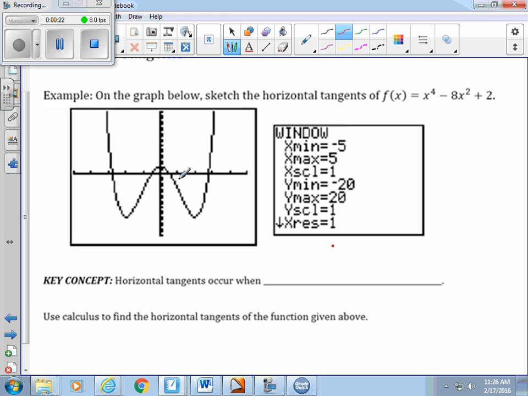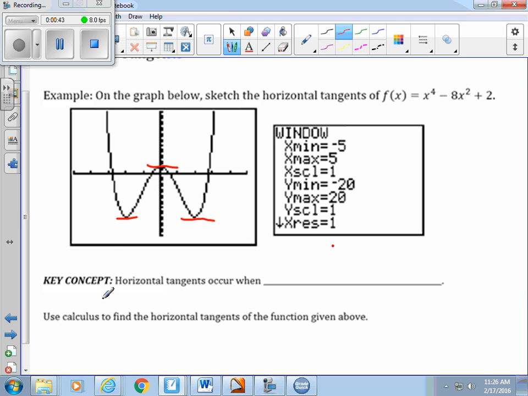Okay, at about negative 5. Everyone agree with that? Right. Here? Yes. And where else? On the other.